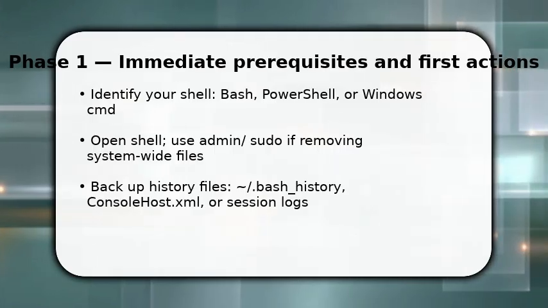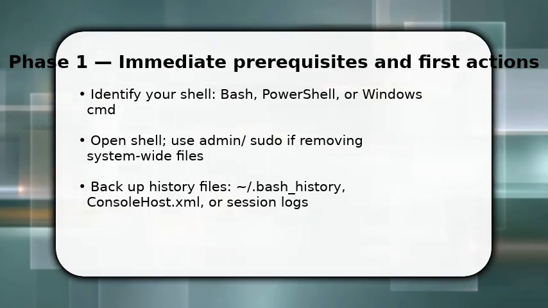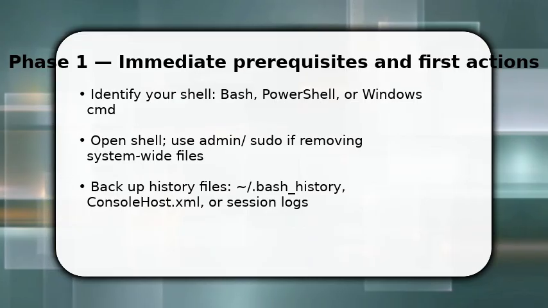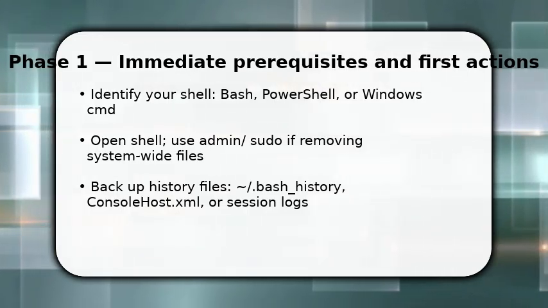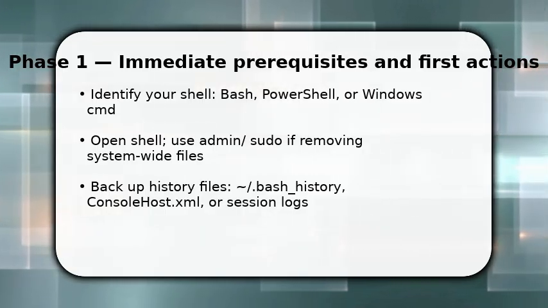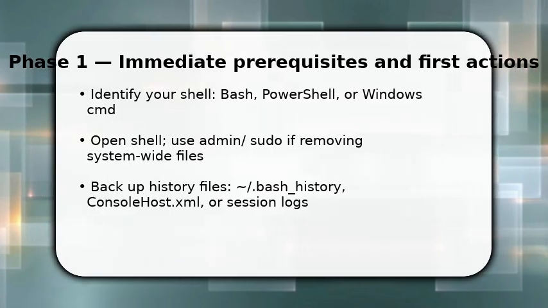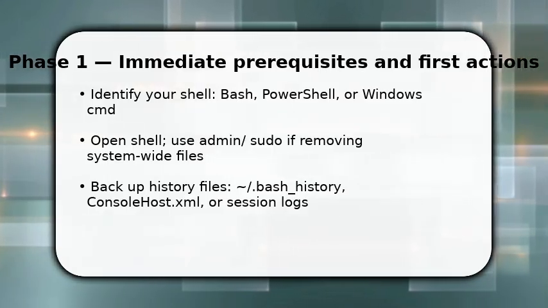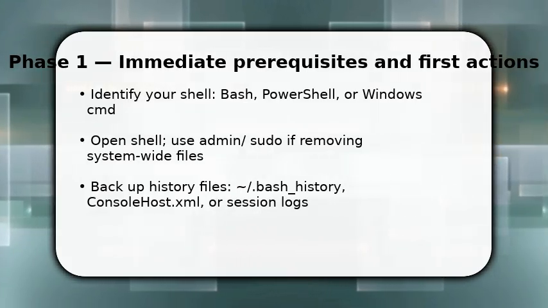You start by identifying which shell holds the commands you want to remove, because the how depends on Bash versus PowerShell versus CMD. Once you know the shell, open a terminal with the right privileges. Use sudo or run as administrator where necessary. Next, make a quick backup of the history file or export the current history so you can restore if needed. This prevents accidental data loss and gives you a rollback if something goes wrong during deletion.